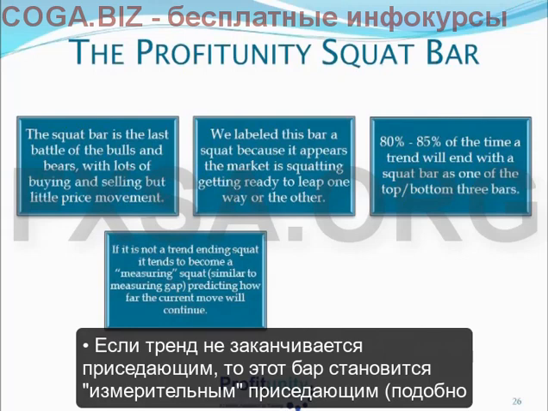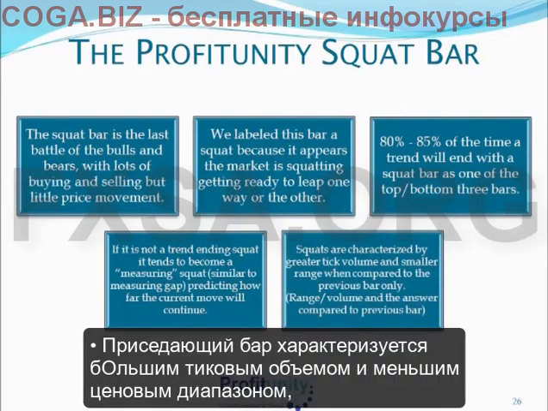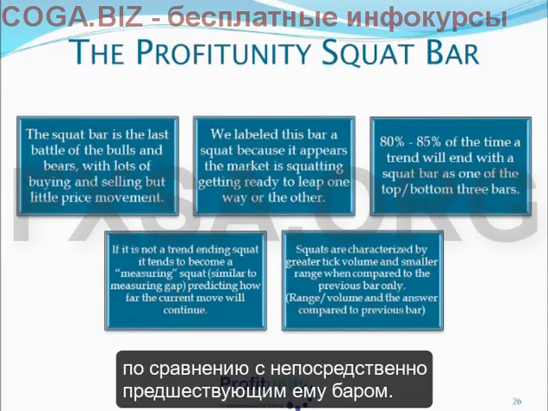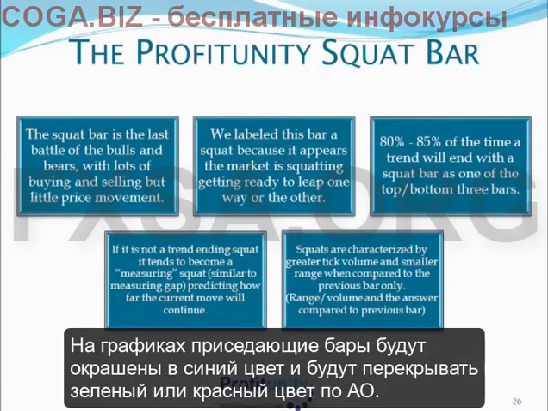If it's not a trend-ending squat, it tends to become a measuring squat, similar to a measuring gap, predicting how far the current move will go. Squats are characterized by greater tick volume and smaller range when compared to the previous bar only. Range divided by volume and the answer compared to the previous bar is how you get this. Now on the charts, squat bars are going to be painted blue, and we'll overlay the color of the green or red from the AO.